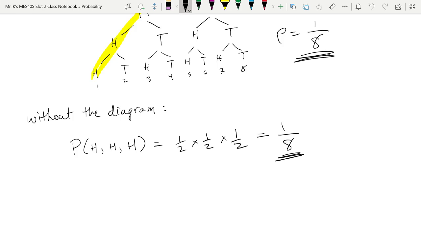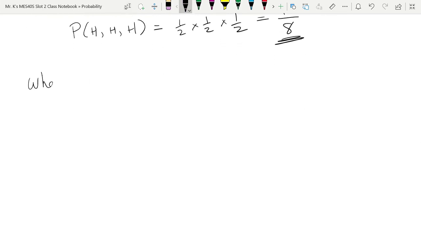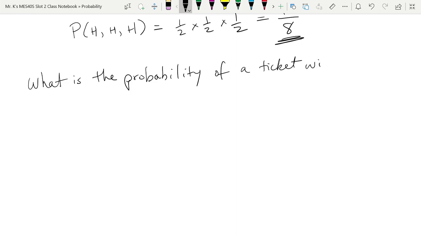And now that we know how to do that, we can answer something very sophisticated. So this will be our last example. What is the probability of a ticket winning the Lotto 649? Now, I don't know how the Lotto Max works, because I don't honestly know how many different numbers you have to choose from, but I know this one very well.